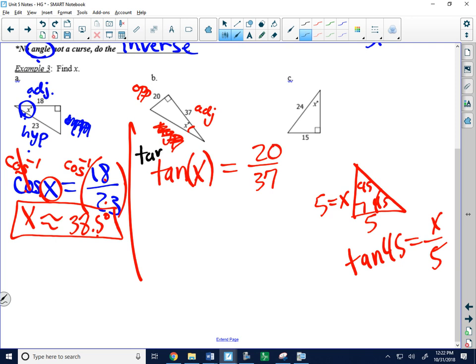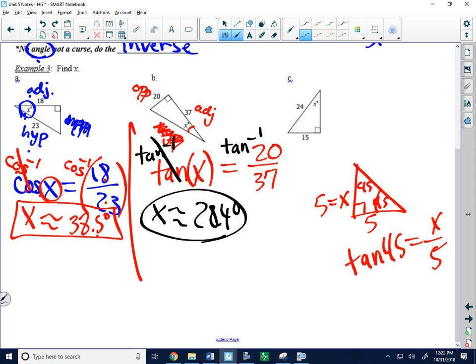Tan inverse to both sides, because I want to get rid of the tangent. What'd you get? 28.4. These are all degrees. These are the angles. Just in case you were curious, the last one would be sine of x equals 15 over 24. Sine inverse, and I don't have my notes on me, but you would get an answer.